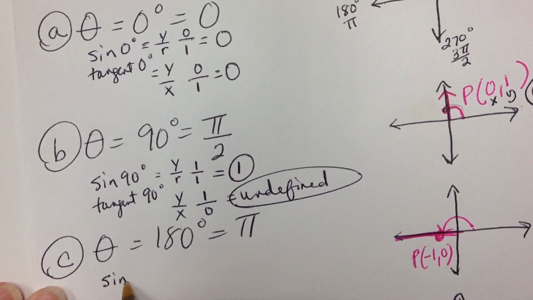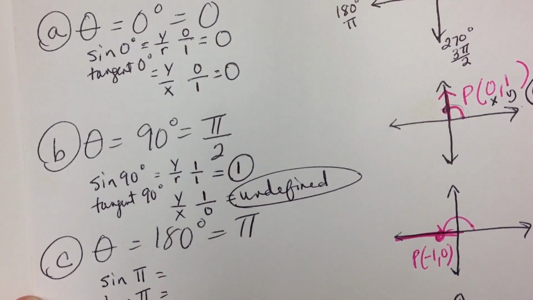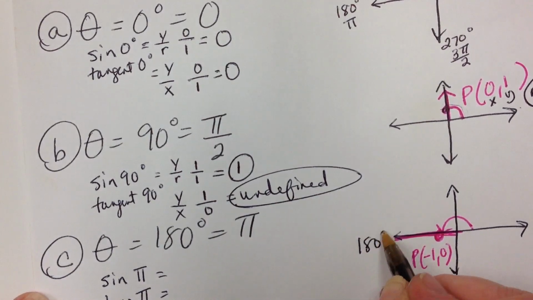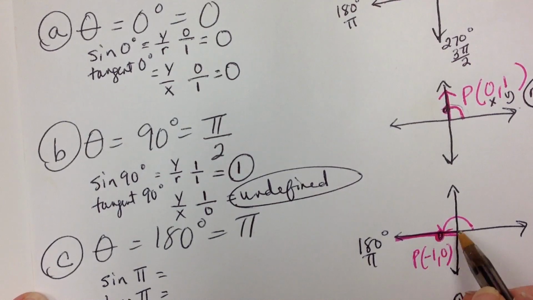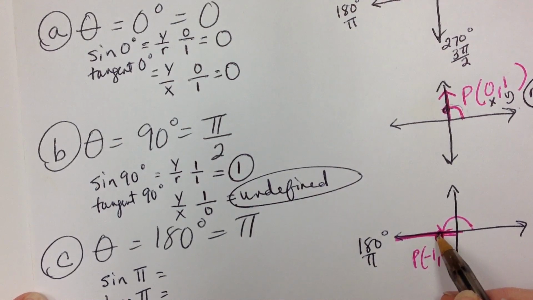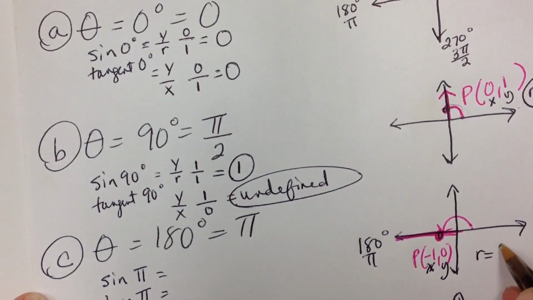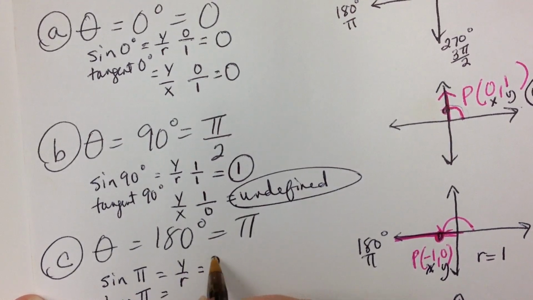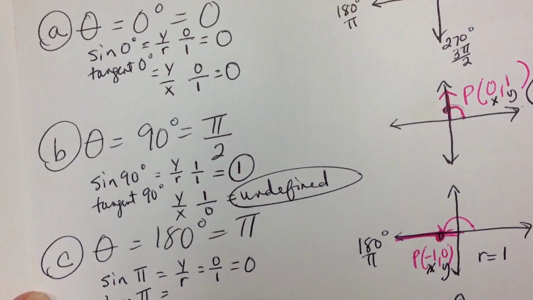Next, let's find sine of pi, or tan of pi. I'll write it in radians this time. It would be no different if it was sine of 180, same as sine of pi. So going 180 degrees, which is pi, you have a point here. The point is negative 1 on the x, y is 0. And again, r is 1. So sine of pi is y over r, which is 0 over 1, which is 0.